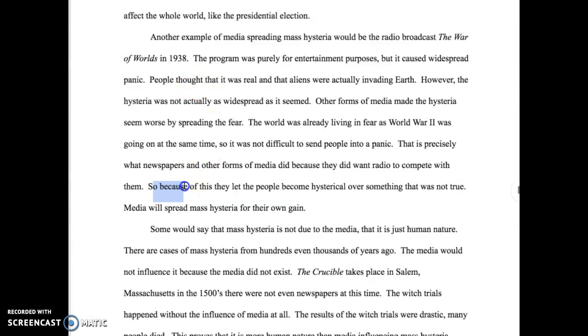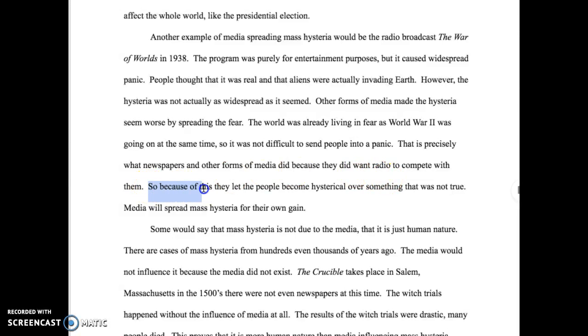What I want you to be careful of is you using this phrase, so because of this, because I think even though you've only used it 2 or 3 times, I think there's some stronger ways to enhance your vocabulary for this. So if we look at, so because of this, they let the people become hysterical, or something that was not true. Let's see, that is precisely what newspapers and... Oh, you're missing a word here. They did not want radio to compete with them.